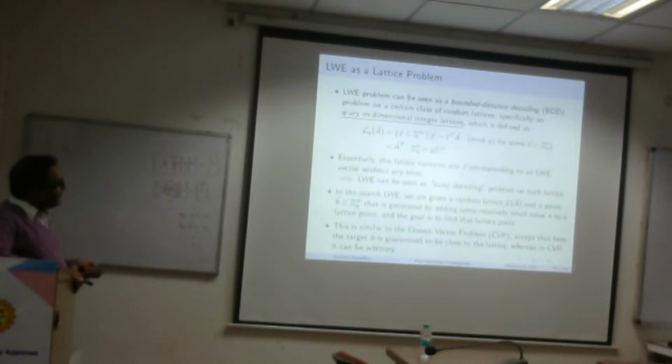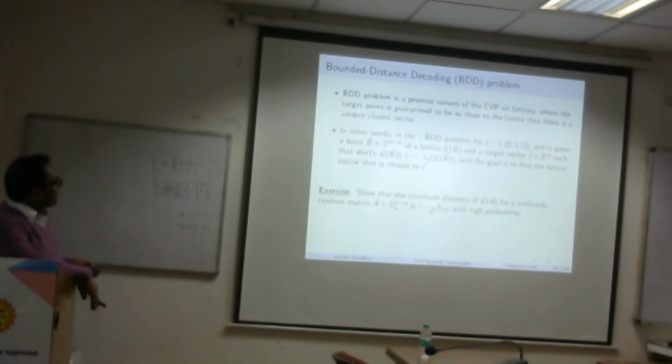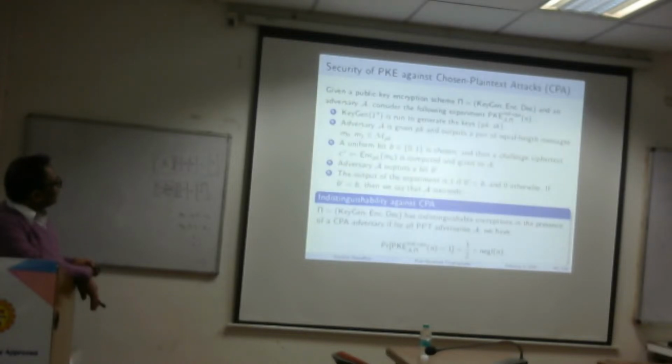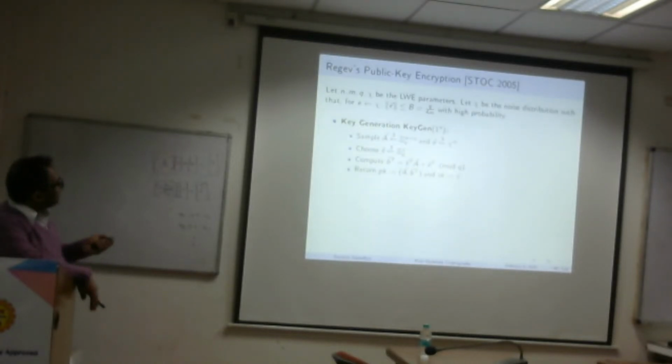And using this, there is a connection to lattices, which I am skipping because of time. I want to talk about encryption directly. So there is Regev encryption using this LWE problem. What he did is this. This is a paper published in STOC 2005.